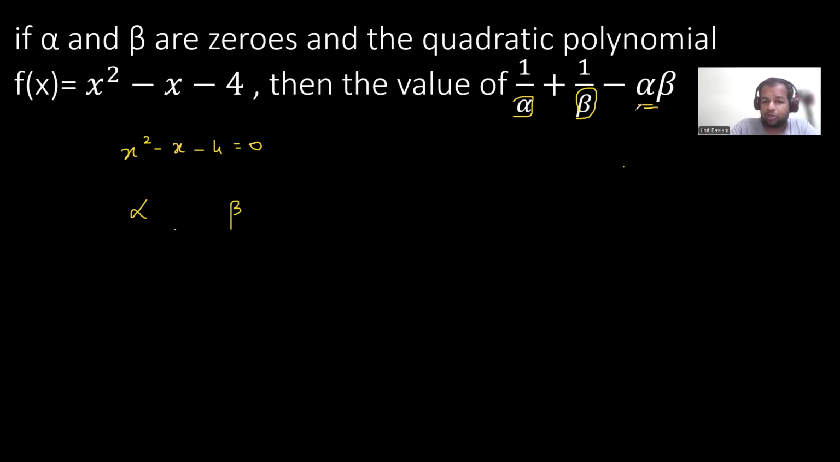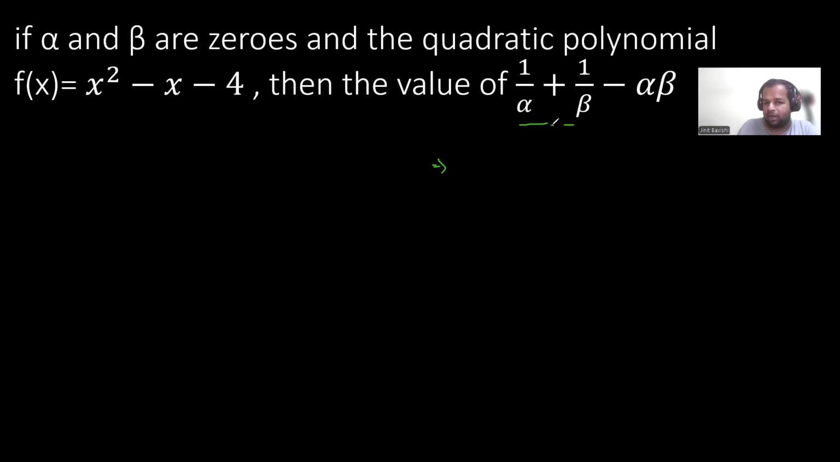But in some scenarios, when you are not able to find the value of alpha and beta because you're not able to factorize it, don't worry about it. The questions are designed to confuse you. So in such scenarios, the one which you're facing right now, we try to rewrite the question. As you see, the question in front of you is 1 by alpha plus 1 by beta minus alpha beta. So this part, I will just rearrange the terms.